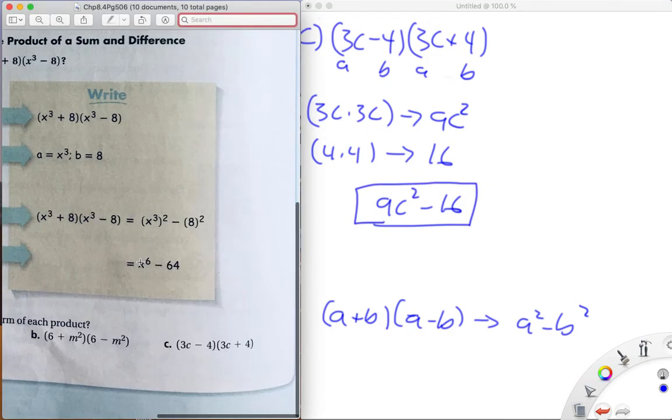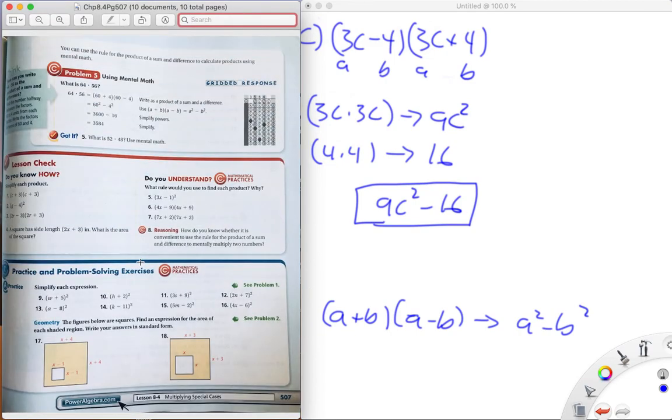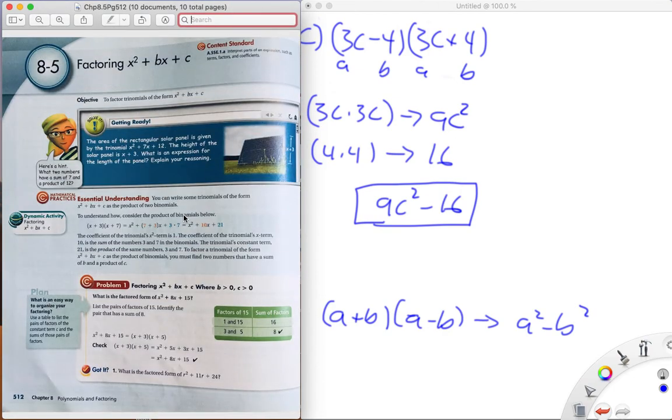Okay. So that's 8.4. Again, we're not going to do the mental math stuff because you're going to have stuff called calculators that can do it for you, and there's really no point.